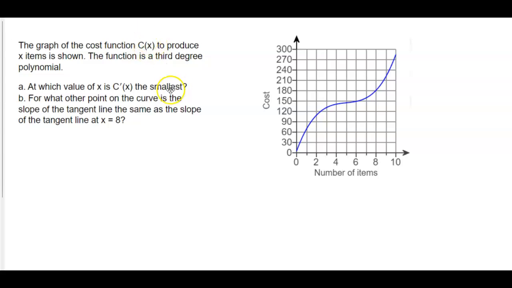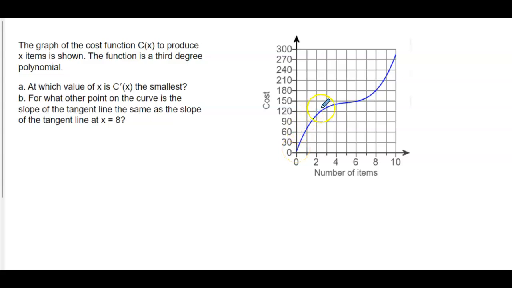So if we think about the derivative as it relates to the graph, the derivative is the slope or the rate of change in the function. So asking the question, where is the derivative the smallest, is asking where is the slope at its least value.